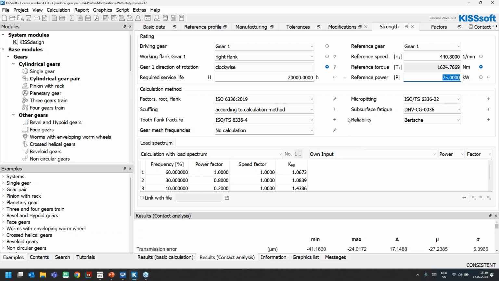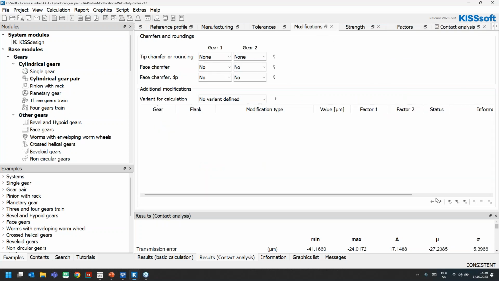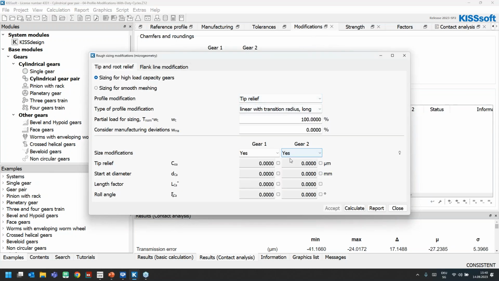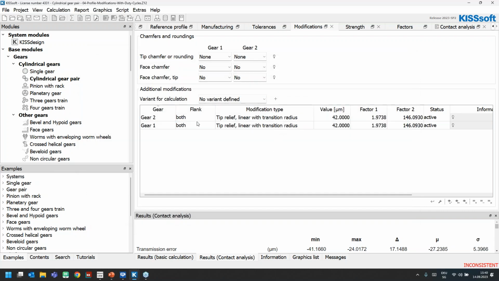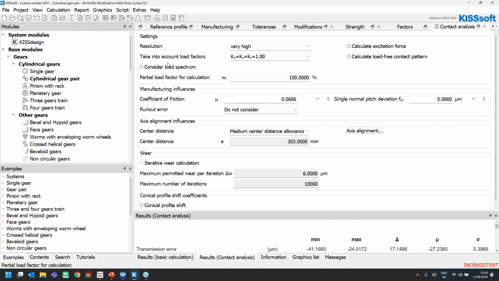power. So the first thing we need to do here is understand what the nominal modification is for these 75 kilowatts. This we have actually already done just by using this sizing function. Again, I'll choose the tip relief, calculate, and then we get our new parameters, which is about 42 microns. We can run the contact analysis first without consideration of the load spectrum and check whether this base modification gives us sufficiently good results.